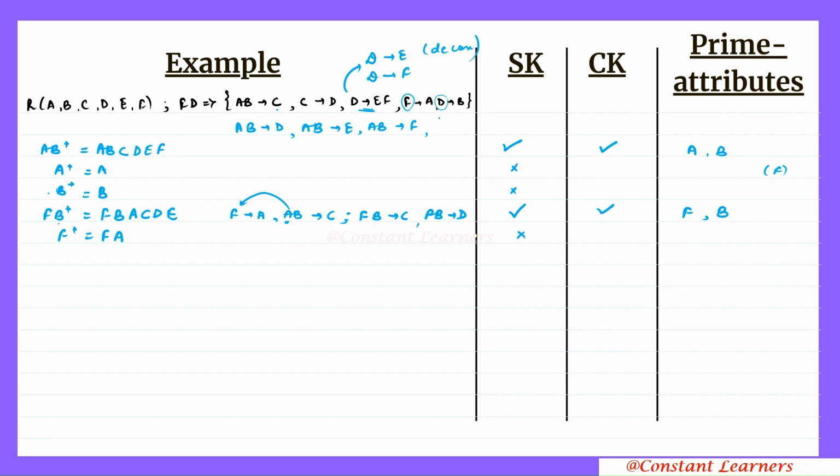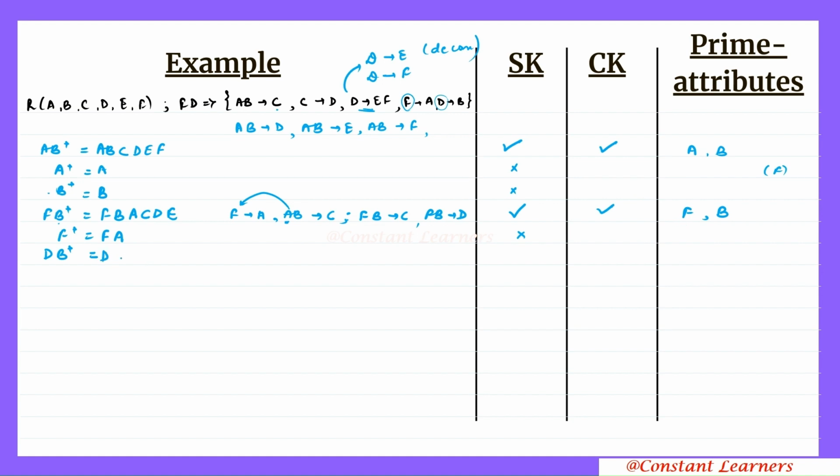Now, F is determinable by D and B is also determinable by D, right? So what should we do? We can either replace F by D or we can replace B by D. Let's try with DB, attribute closure of DB. So we are replacing F by D, right?